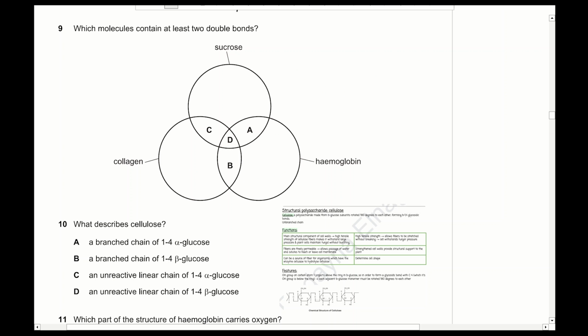Question number 9. Which molecules contain at least 2 double bonds? So let's start with sucrose. We know that sucrose is formed by the condensation of fructose and glucose, forming a glycosidic bond. Therefore, they do not contain any double bonds whatsoever.